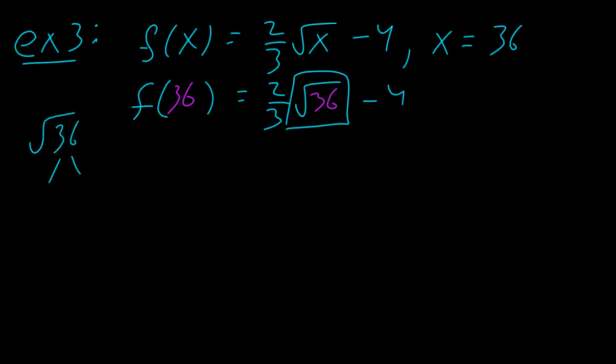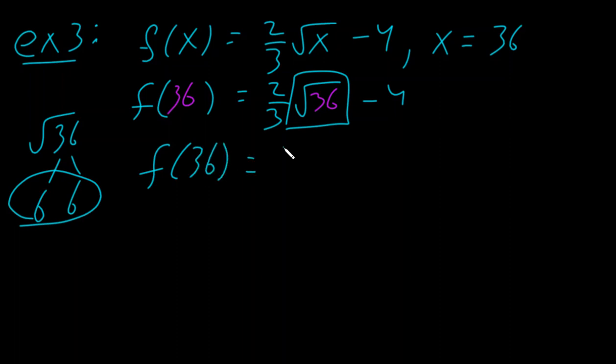And we know 36 breaks down into 2, 6, and 6. And there's our pair of numbers. So we could say this: f of 36 is equal to 2/3 times 6 minus 4. And I would ask you, what are you going to do with that 6? How are you going to make it a fraction? Yeah, we put it over 1.